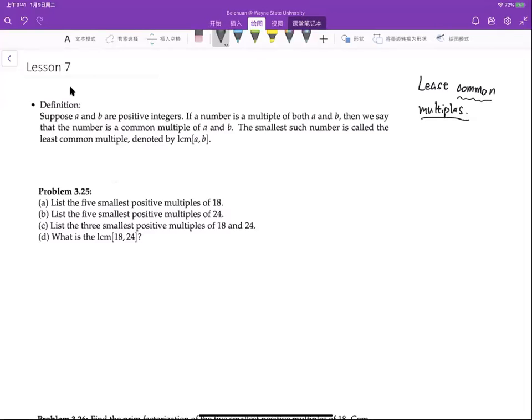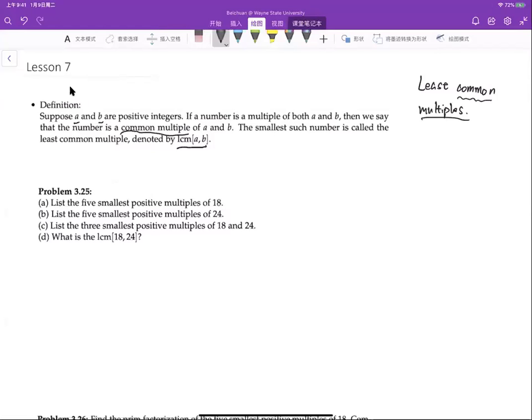So first let's look at the definitions. Whenever we discuss common multiples, there are at least two numbers, A and B, and they are positive integers. If a number is a multiple of both A and B, then we say the number is a common multiple of A and B. The smallest such number is called the least common multiple, and it has a special notation: LCM(A, B).